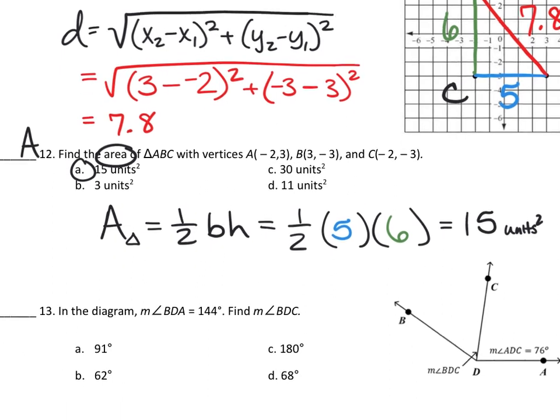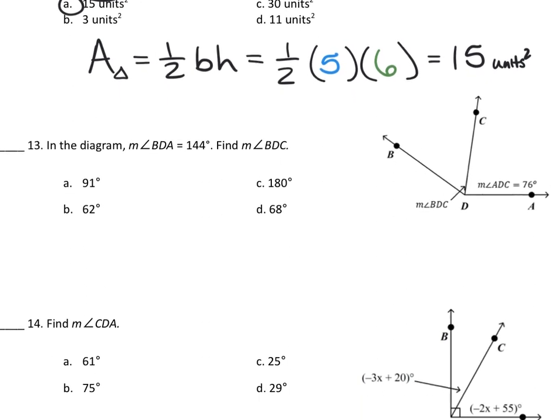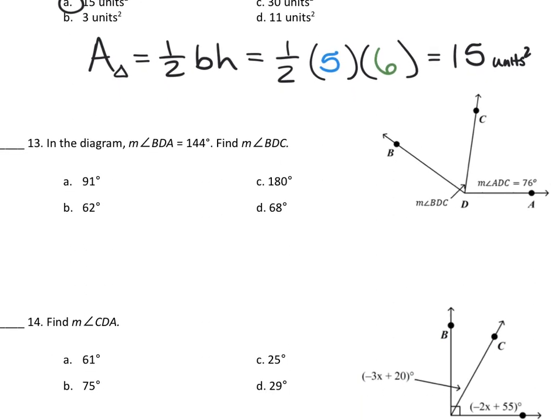Okay, 13 will do with me, 14 will be yours. It says in the diagram, the measure of an angle BDA equal to 144 degrees. Find the measure of BDC. Okay. There's not really keywords here, but there are key angles. What's the actual question here? What am I looking for as my final answer? BDC. The little M in front of that angle thing says measure. So we wanted to measure in angles for BDC.